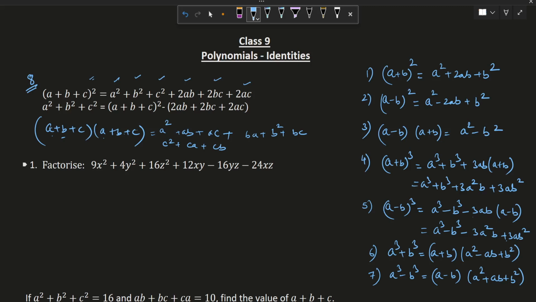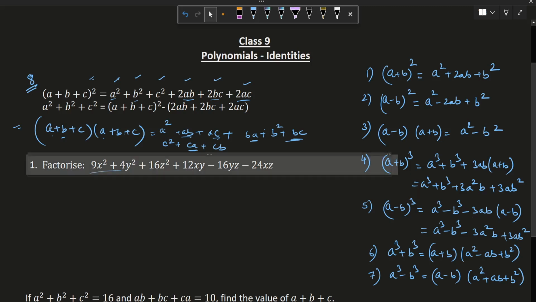So from here you see a square, b square, c square you have. And ab and ba both are the same thing, so you can write 2ab. ac and ca both are the same thing, so you can say 2ac. And bc and cb, they both are the same thing, so you can say 2bc. Fine, so you got it after multiplication. Now sometimes the question comes as factorize, or expand, meaning an expansion question.